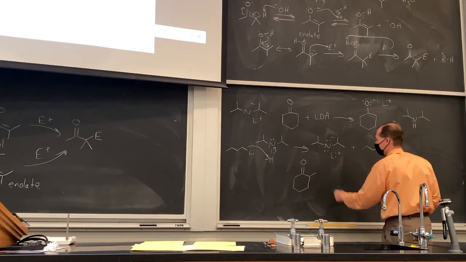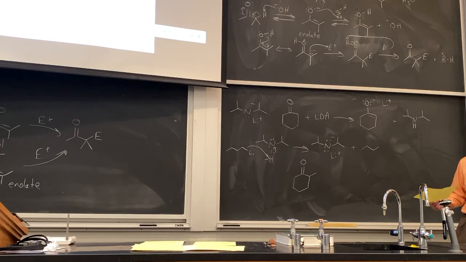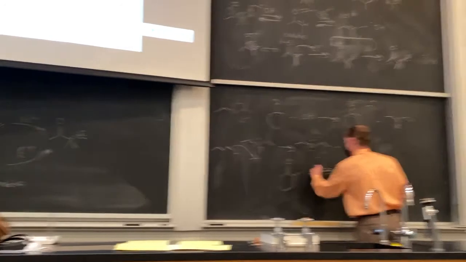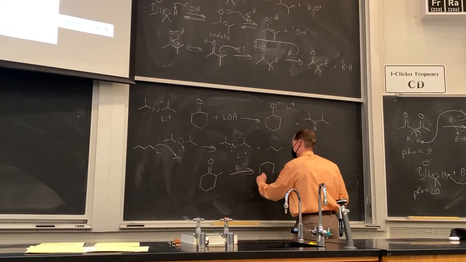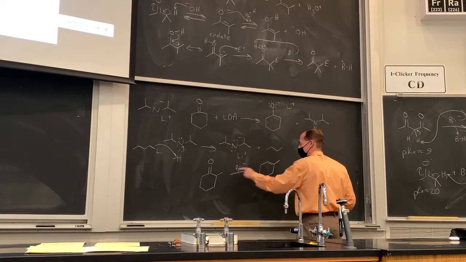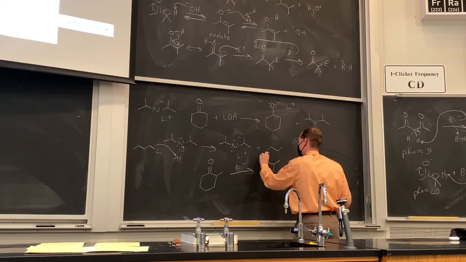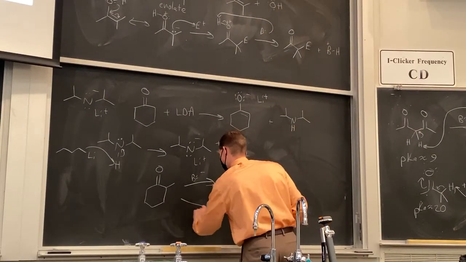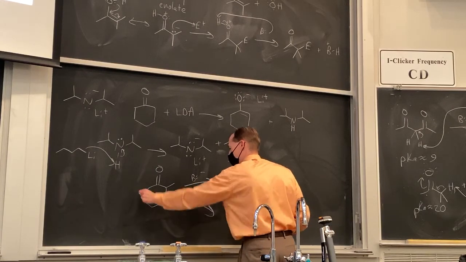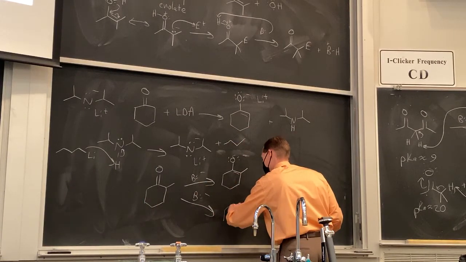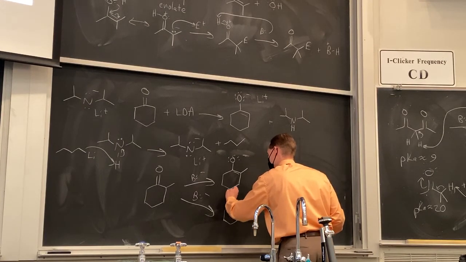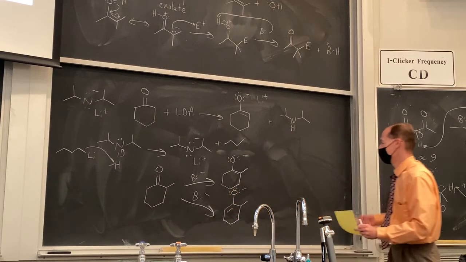Methyl cyclohexanone. How many different enolates could we make from methyl cyclohexanone? There's 2, because we have 2 types of alpha hydrogens. We could deprotonate the one on the left, or the right, sorry. Let me move this out of the way. Or we could deprotonate the alpha hydrogens on the left. Kind of squish these together here.